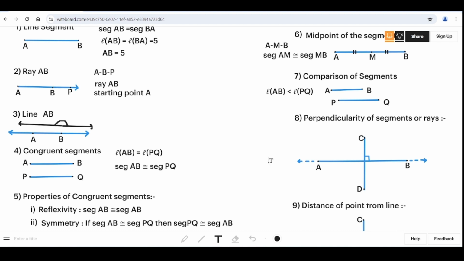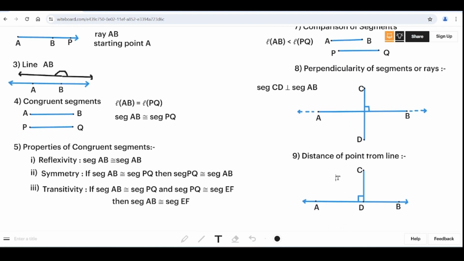The symbol to represent that segments or rays are perpendicular is like this. Now see, here we can say that segment CD is perpendicular to segment AB. This is the symbol for perpendicularity. This shows that segment CD is perpendicular to segment AB, means it makes a 90-degree angle with that segment or that ray or that line. Okay.